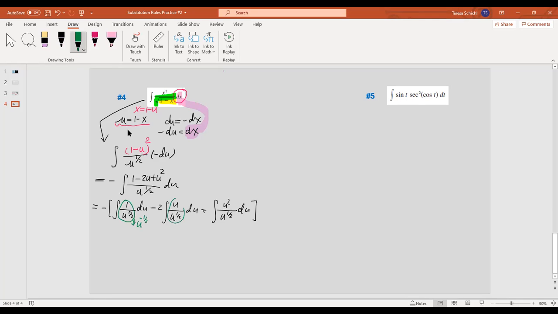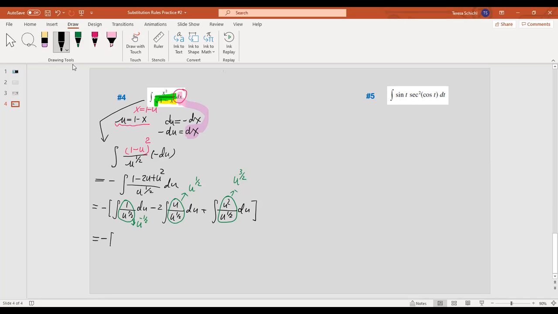So what is u over u to the 1/2 here? This is u to the what? 1/2, right? So it's 1 minus 1/2, which is 1/2. Then what is this one here? This is 2 minus 1/2, so this is u to the what? 3/2. Now everything is back to the power rule. So now I can use my power rule.